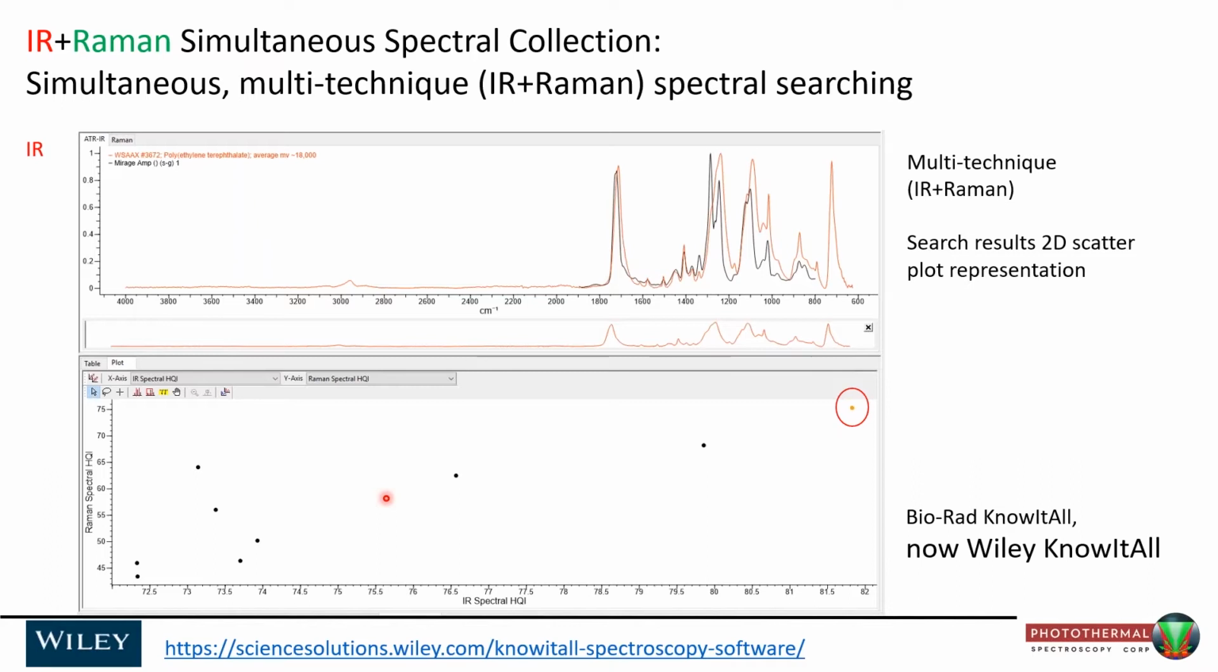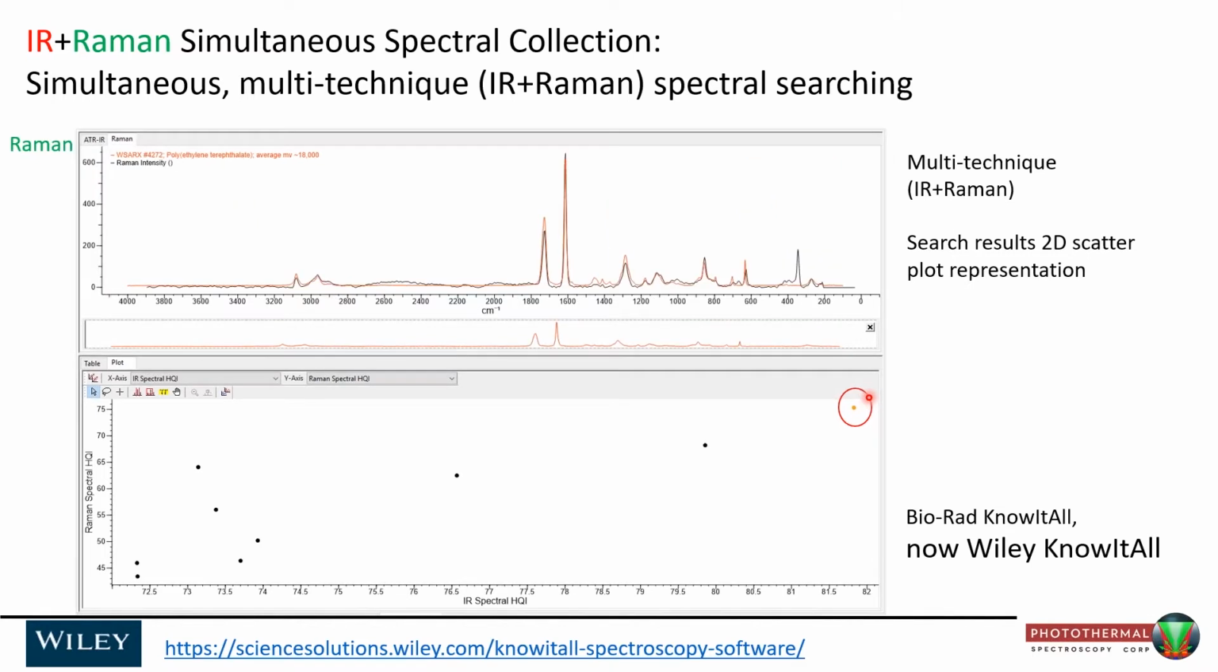Rather than having two separate searches, one for the IR and one for Raman, they can combine that into a 2D scatter plot, where one axis is the Raman hit quality index, and the other axis is the infrared hit quality index. Anything in the upper right-hand quadrant has a good IR match and a good Raman match, so you can have a lot of confidence in the identification of that result. That's the infrared spectra as a comparison there. I'm really happy to also announce that we've got a special partnership with Wiley, where all IR Raman systems have a free 1-year license to KnowItAll and access to their entire database for the first year.